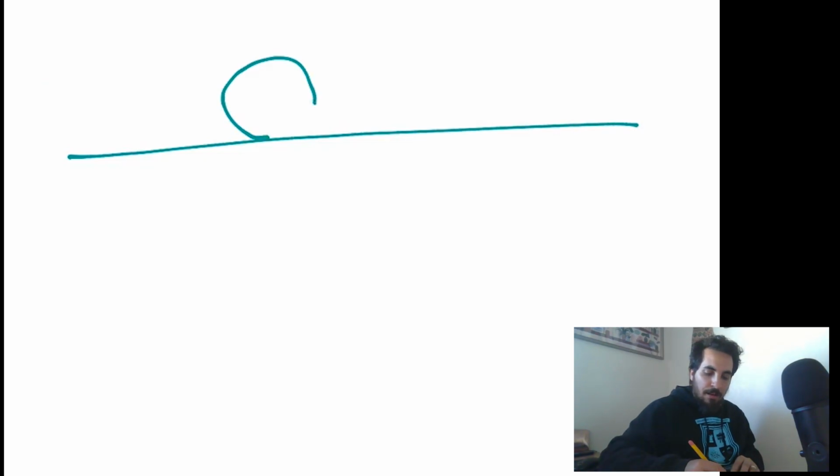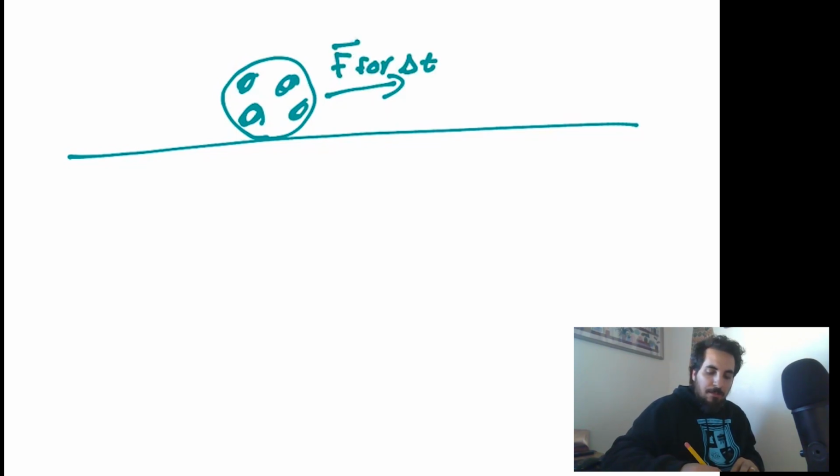Last time we used the soccer ball as part of an example. Why not continue with that? So we have this soccer ball here, my rough sketch of a soccer ball. If we apply a force for some amount of time delta t, we would say that the impulse, and we actually use the letter J here to represent impulse, is given by F delta t.